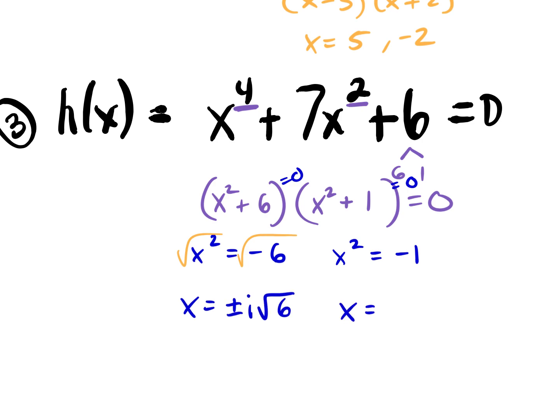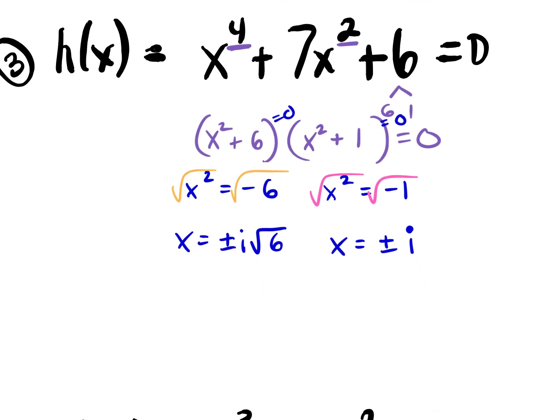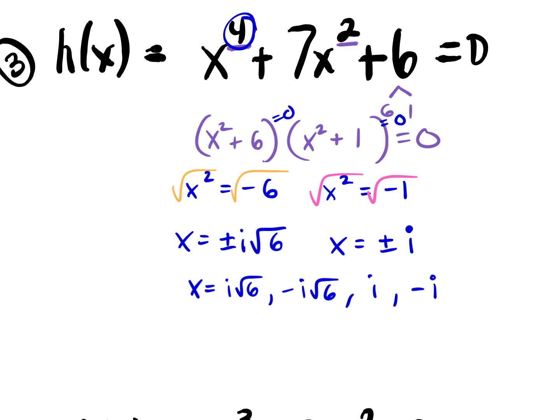And x equals, let's do the same thing here. What? 1 i. Just 1i? Plus or minus. We wouldn't put the 1 in front of it because we don't need 1 as a coefficient, but plus or minus i. So here are 4 answers. I'm just going to write it out. You don't have to write them out separately, but just to show you guys, we have i square root 6, negative i square root 6, i, and negative i. Those are the 4 answers that we were looking for.